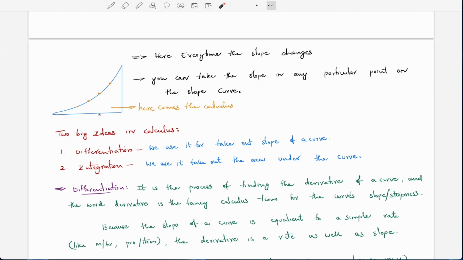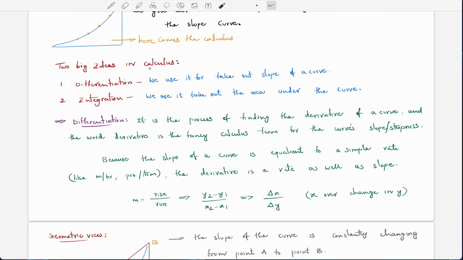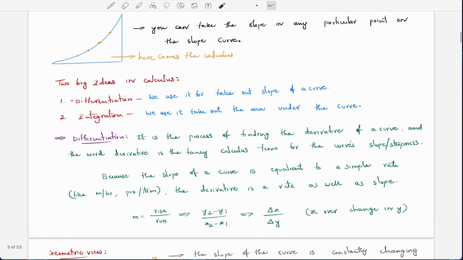Okay, so we have two big ideas in calculus. The first is differentiation and the second is integration. Why do we use differentiation? We use it to take out the slope. How do we take out the slope at a particular point? We have dy by dx.